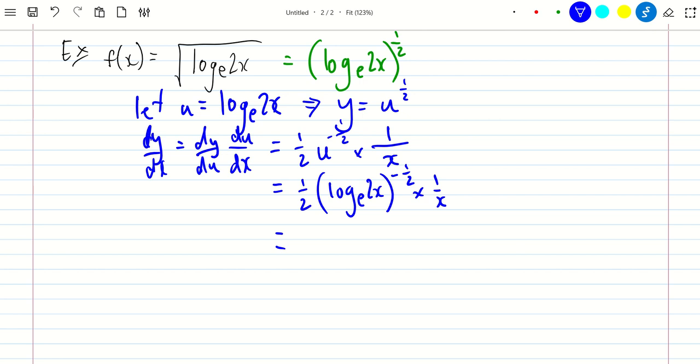Again, I should tidy that up a wee bit. Everything's on the bottom line, isn't it? So it's going to be 1 over 2x root log e 2x. Negative half, root half, so it's root log e 2x, 2x. Yep. So that's the derivative of that particular function. Hopefully that makes sense. I'll see you all in the next video.